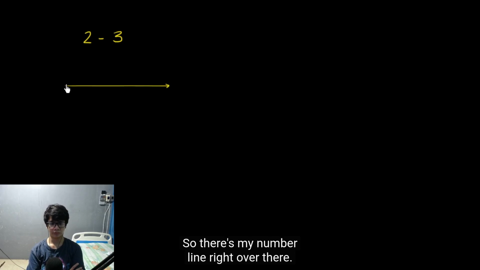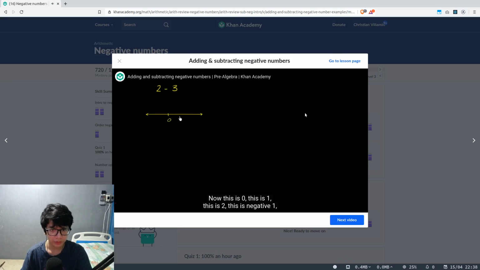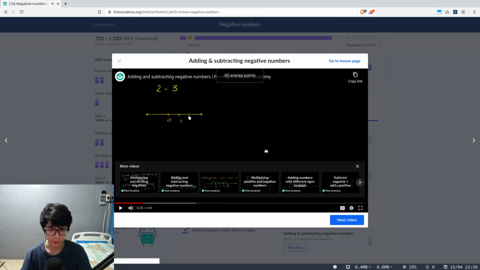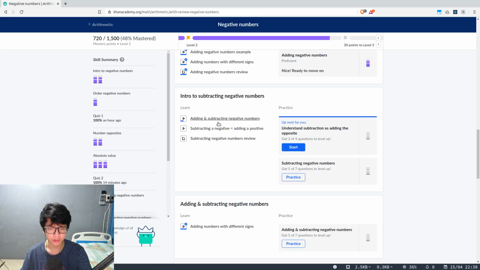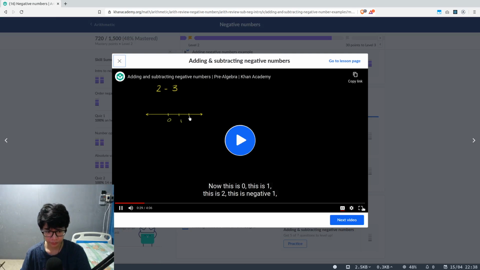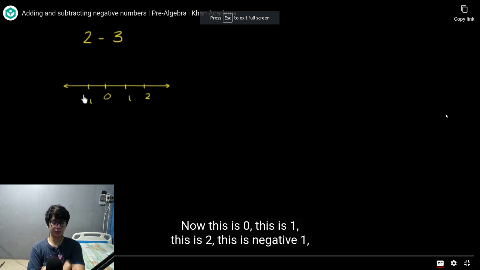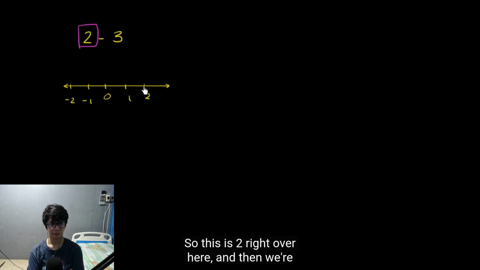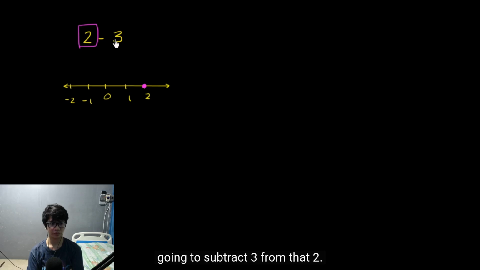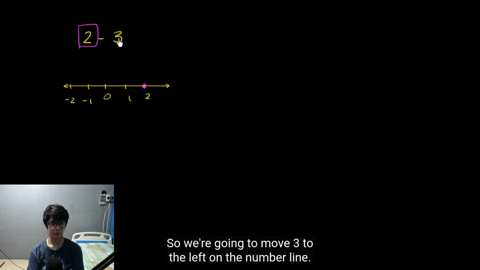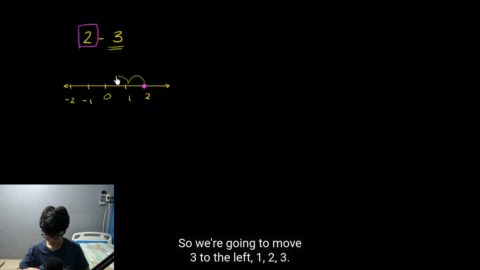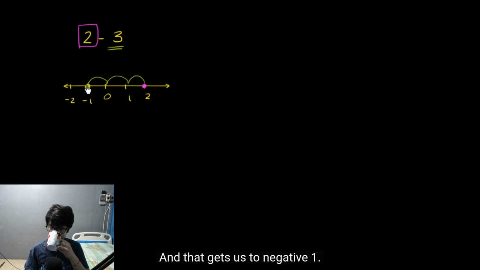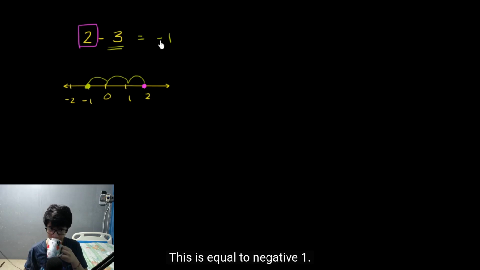So there's my number line right over there. Now this is 0, this is 1. This is 2. This is negative 1. This is negative 2. We could view this as starting at 2. So this is 2 right over here. And then we're going to subtract 3 from that 2. So we're going to move 3 to the left on the number line. 1, 2, 3. And that gets us to negative 1. This is equal to negative 1.